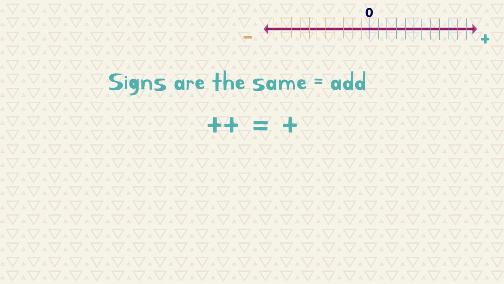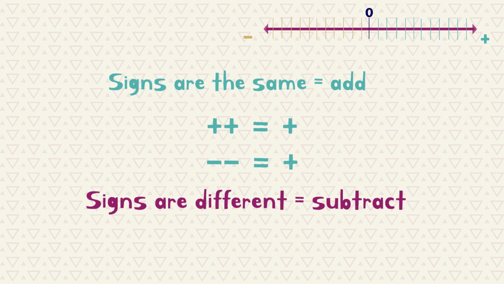So, what have we learned about adding and subtracting positive and negative numbers? When the signs that are next to each other are the same, we add. When the signs that are next to each other are different, we subtract.